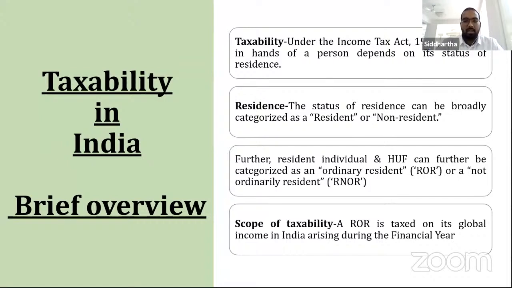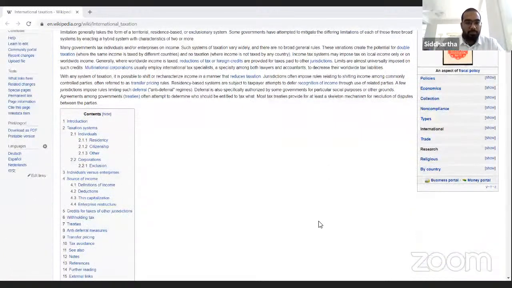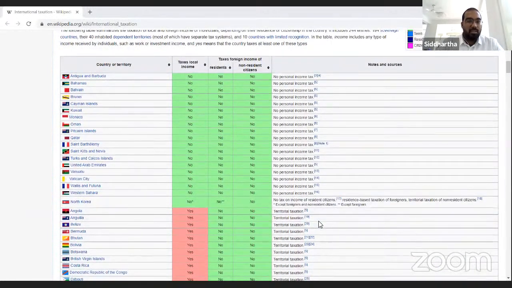The ordinary resident is taxed on global income in India arising during the financial year. So we have a site where we can see which countries tax based on residence or based on citizenship. Mudit is presenting it. Yes, Mudit, you can go a bit down. Here we can see country of territory, taxes on local income, that is basically source income, and taxes on foreign income, which may be in the case of a resident or a non-resident citizen. For each country, the criteria is given: where only local income is taxable, or where residents are taxed on global income, or where even citizens are taxed on global income, even if they are non-resident.